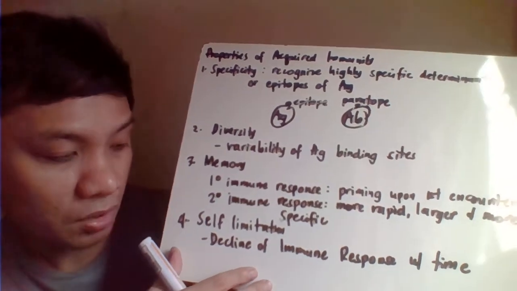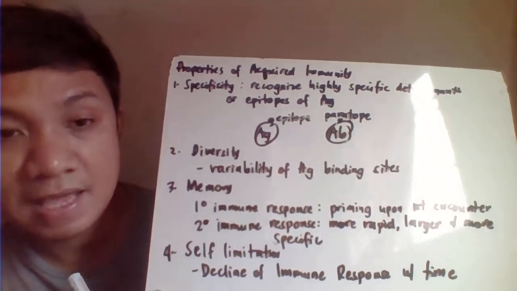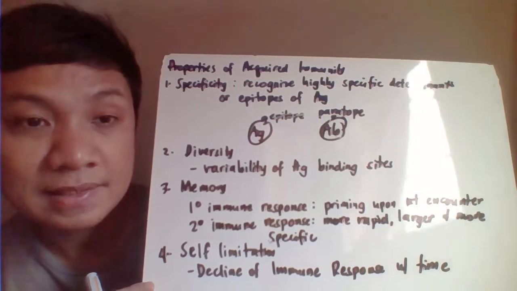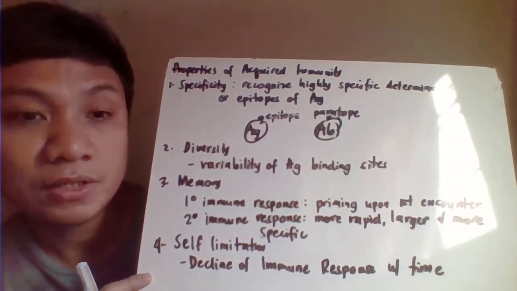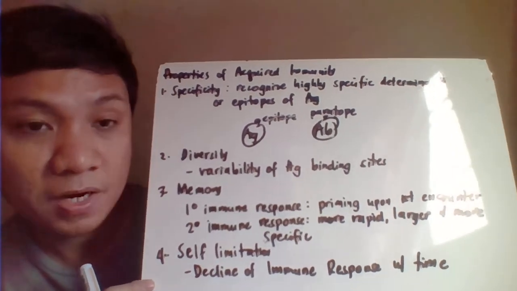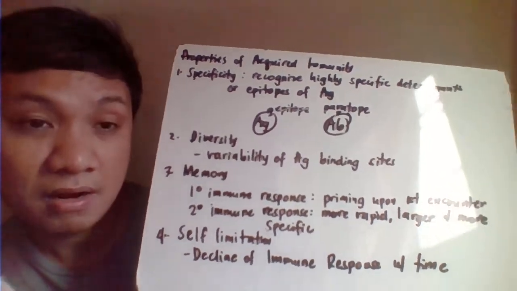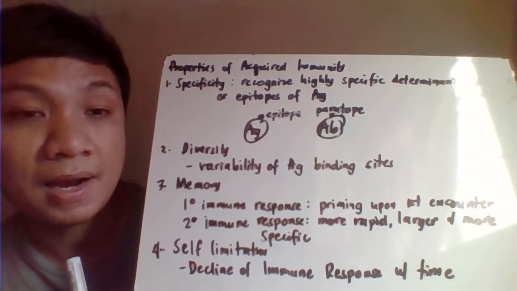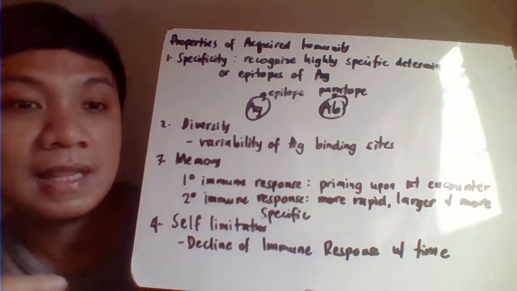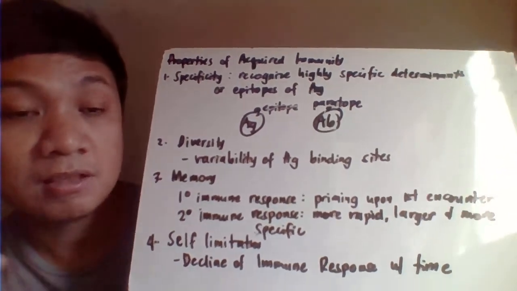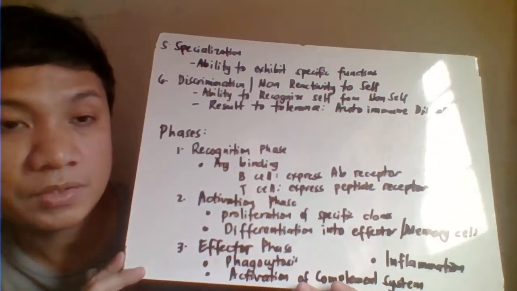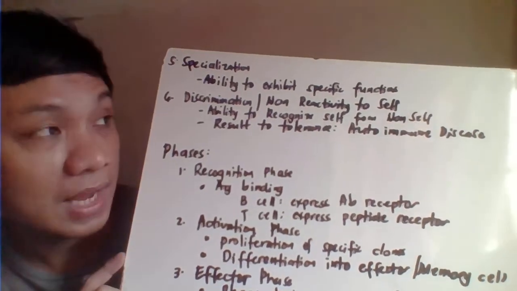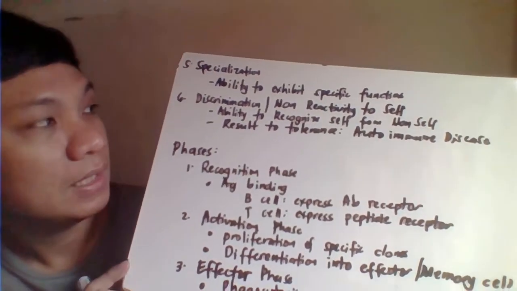Self-limitation, especially for the antibody. There's always a limitation for the strength or the reactivity of your antibody. You need to check for that because it tends to decline over a period of time. You might need a booster para mag-stimulate ulit, tataas ulit ang titer ng ating antibody, because over time, your titer of antibody tends to deteriorate. Then we have specialization. Each of your antibodies will react specifically to each of your antigenic stimuli.